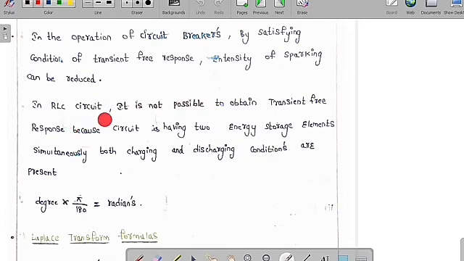In an RLC circuit, it is not possible to obtain a transient free response because the circuit has two energy storage elements, so both charging and discharging conditions are present simultaneously. Only for RL or RC can we get a transient free response, but for RLC there are two energy storing elements, so a transient free condition is never possible in a series RLC circuit.